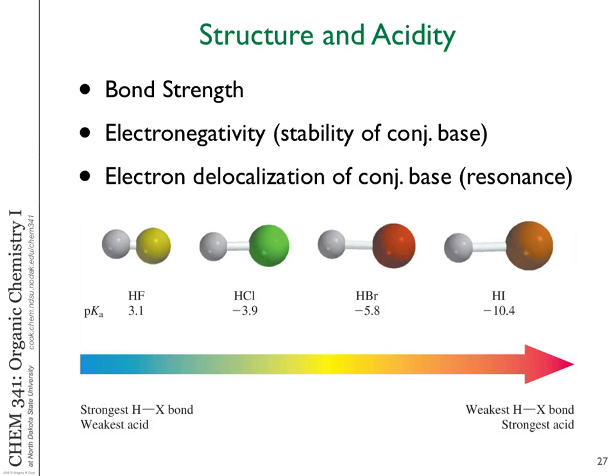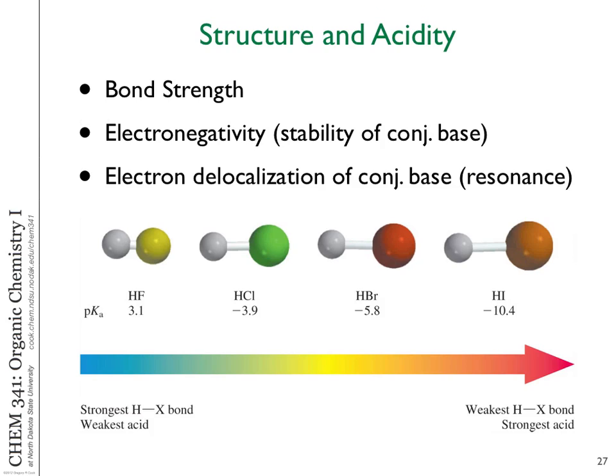You can also stabilize the electrons on that conjugate base by delocalizing them through resonance. So if you have more resonance structures available, you can easily form that negative charge and it can then be spread out. That's more stable. So it's the same thing if you think about the stability of the conjugate base which is formed in an acid-base reaction. So the weaker the bond.